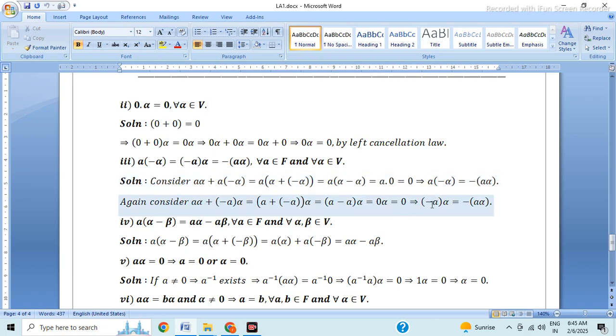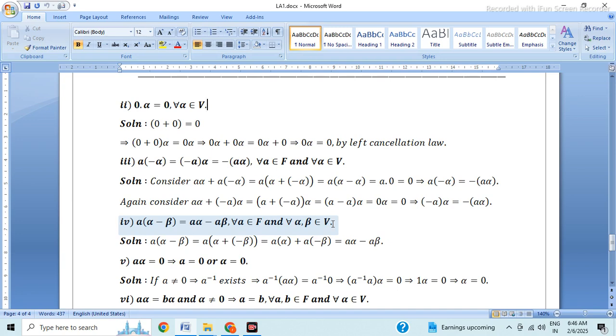Next one is the second condition and third condition. That is a alpha plus minus a of alpha. Again, alpha is common. We can write a minus a. A minus a is 0. Then 0 alpha, we also know, is 0. Or we can write a alpha is the additive inverse of minus a into alpha, or minus a into alpha is minus of a alpha. It is our third condition.